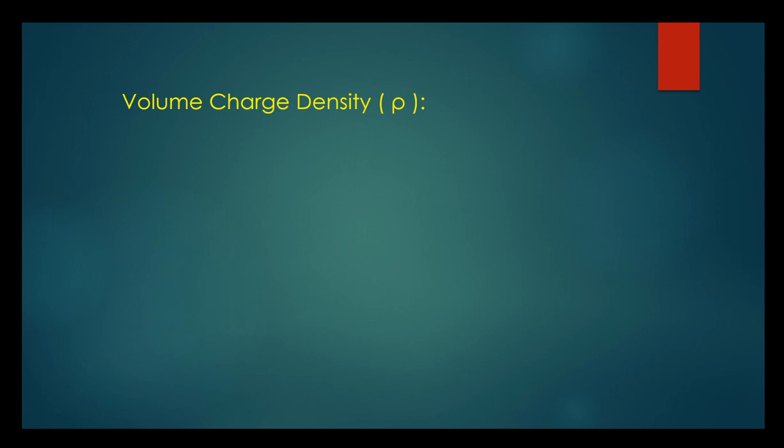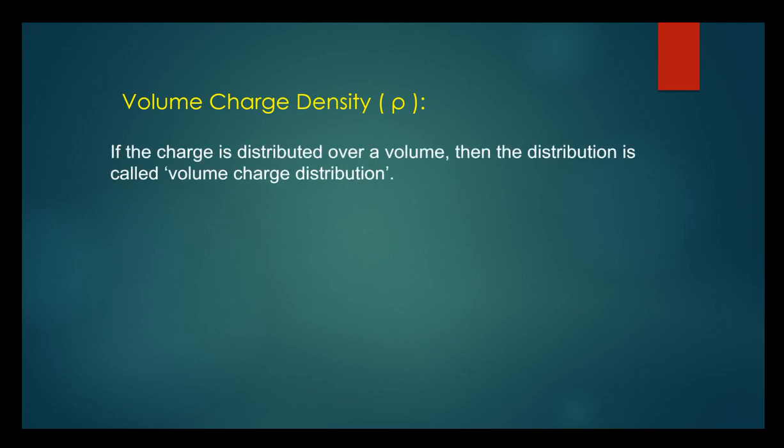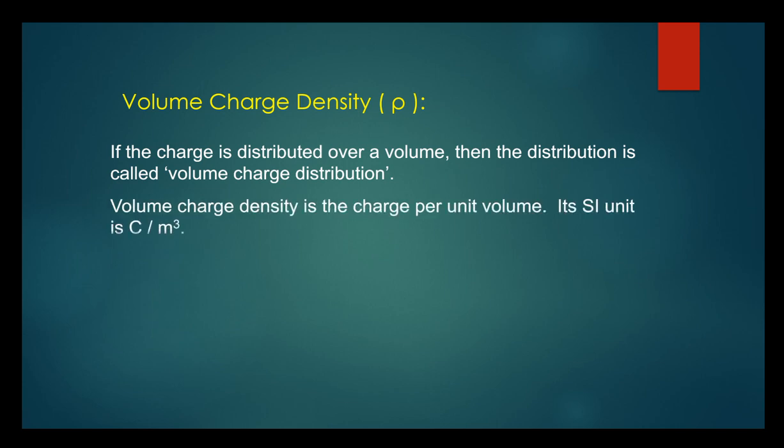We come to the final topic, and that is volume charge density rho. If the charge is distributed over a volume, then the distribution is called volume charge distribution, and the volume charge density is defined as charge per unit volume. Its SI unit is coulomb per meter square.